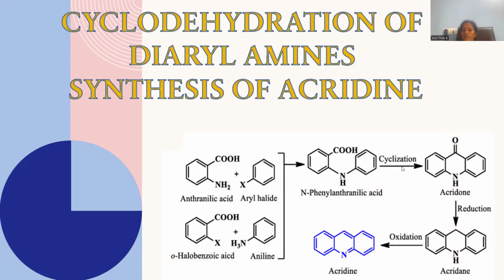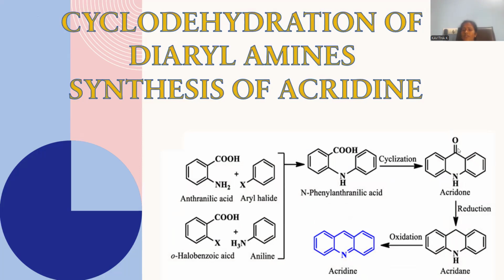Concentrated sulfuric acid is applied for the ring cyclization, so that water will be removed between the carboxylic acid and the adjacent benzene ring carbon atom, giving rise to a ketonic functionality there. The molecule generated is called acridone. This one is said to be acridone.